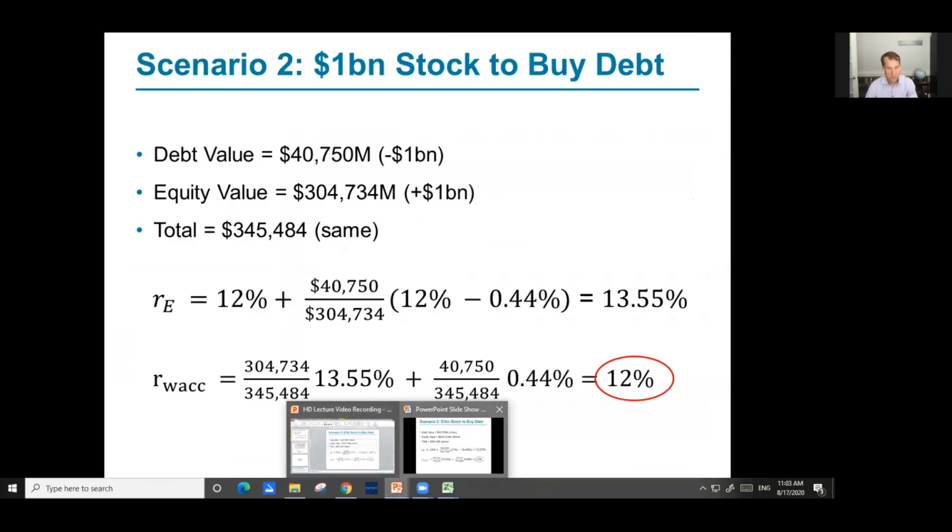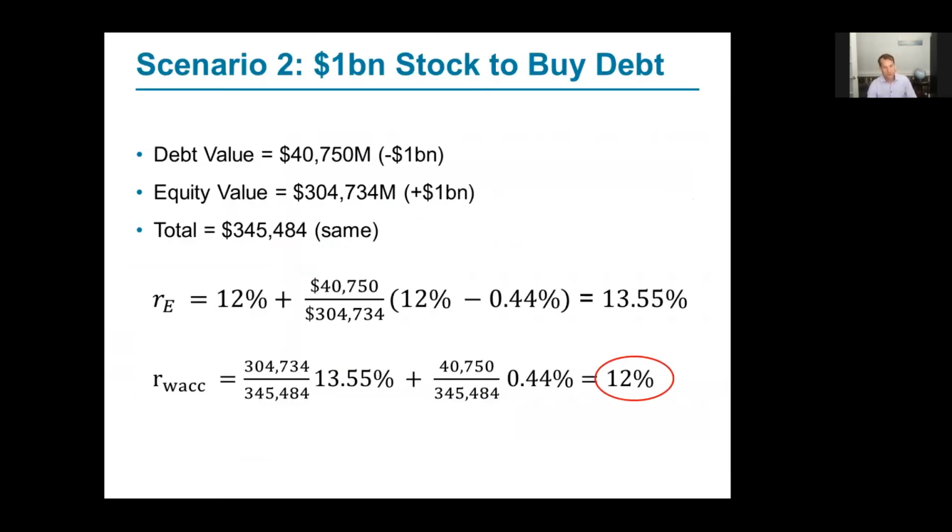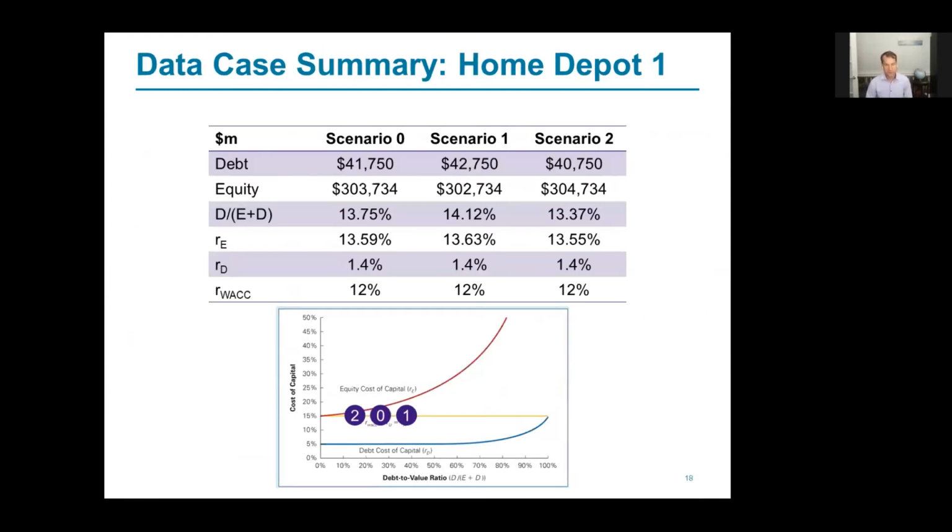So if you go back to our slides, with numbers substituted in the formula, let me show you this summary tab. It basically summarizes each scenario. So in scenario 0, the base case, we had $41 billion in debt, and then we increased it to $42 billion, and then we decreased it to $40 billion in scenario 2. And then the equity moved the other way. Obviously, the weight of debt is higher in scenario 1 and lower in scenario 2.